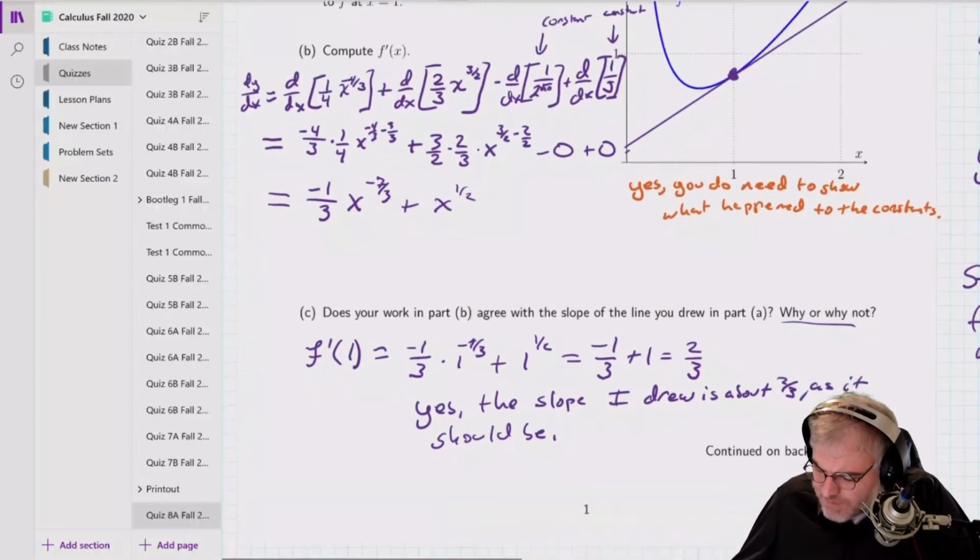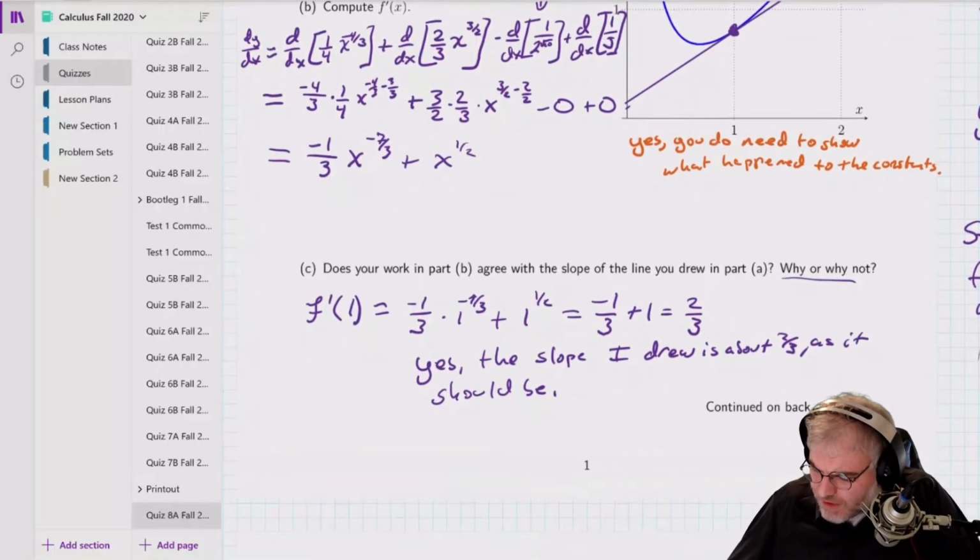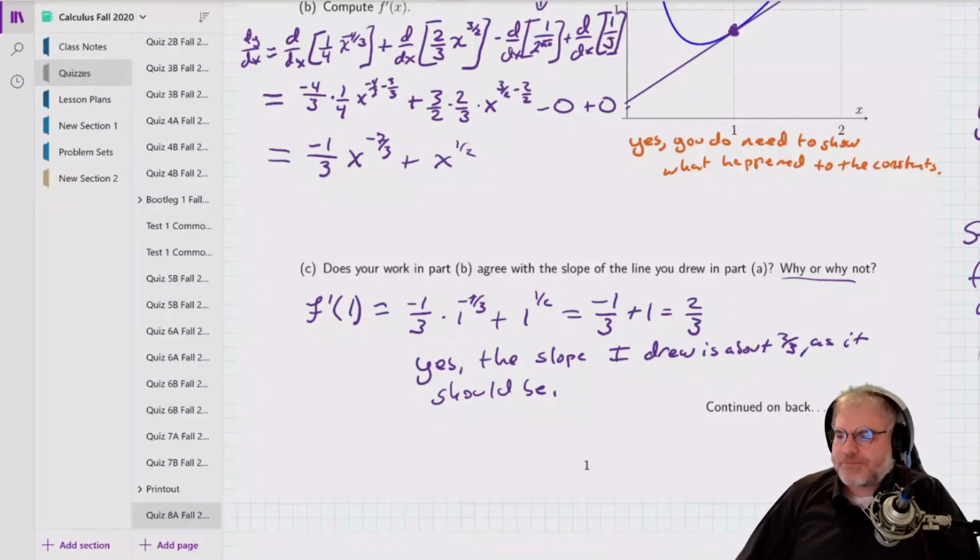And I'm going to check, does my work hold up? So what I'm going to do here, in order to get the slope of this line, I'm going to plug in f prime of 1 here. And I get negative 1/3 times 1 to the who cares plus 1 to the who cares equals negative 1/3 plus 1 equals 2/3. So yes, the slope I drew is about 2/3, as it should be.